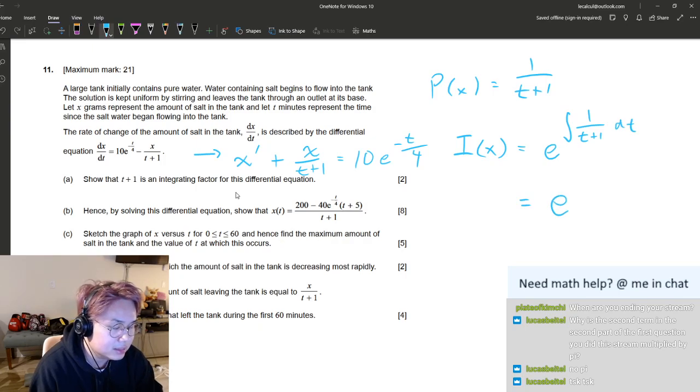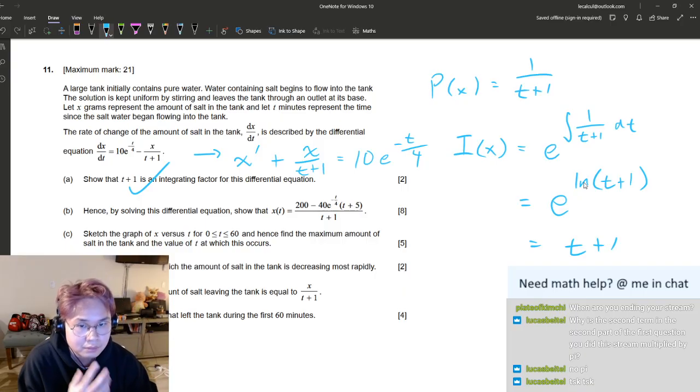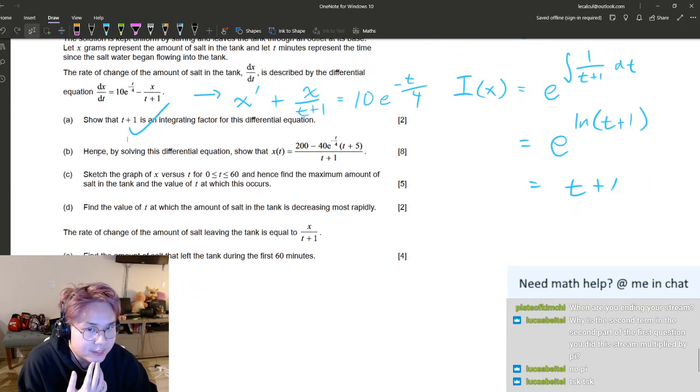So this is going to be the natural log of t plus 1. Nothing fancy there. And then because we have e to the natural log, these essentially cancel out, so we get t plus 1. So there you go. We have shown t plus 1 is an integrating factor. Hence, by solving this differential equation, we show x is going to be this.